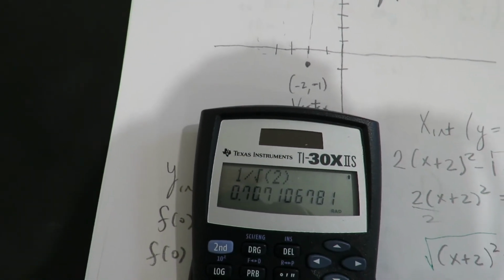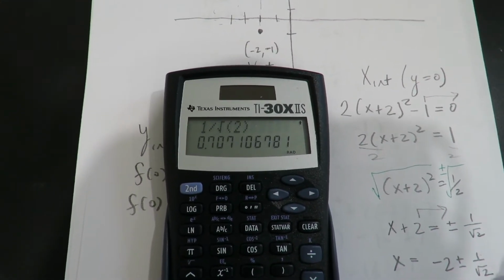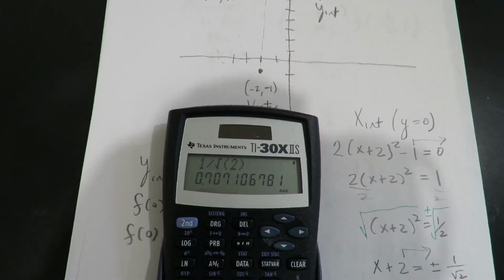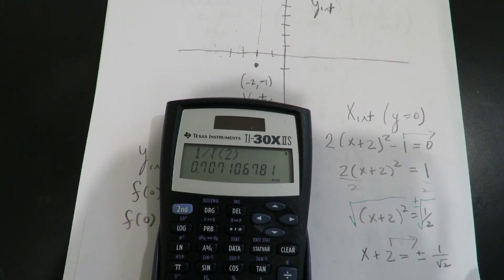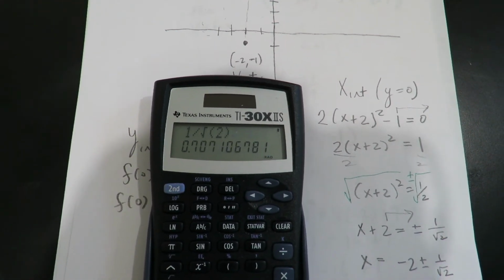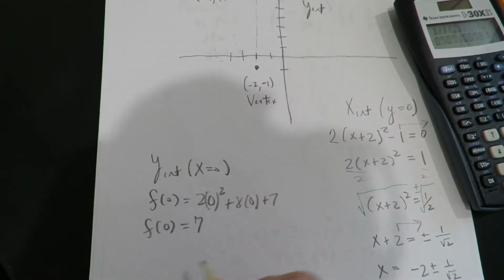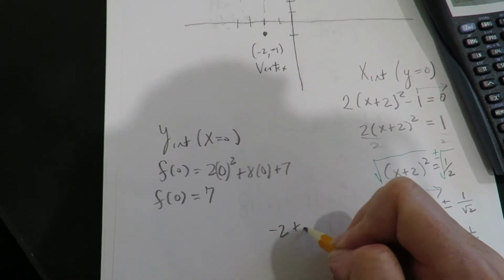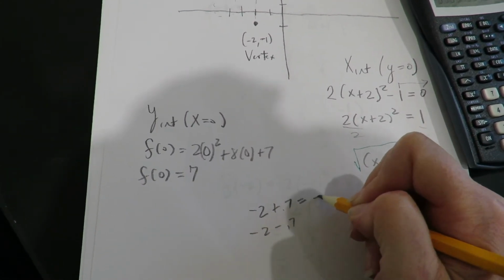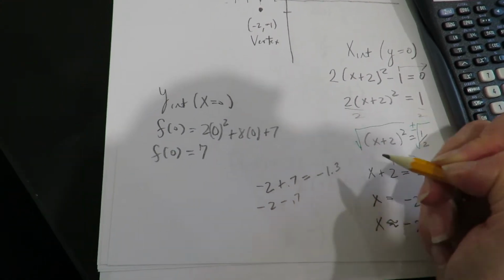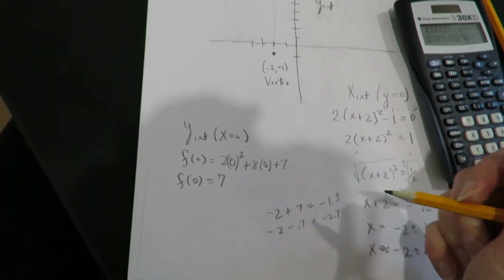So this is an approximation of saying plus or minus, just because with graphing you can't get real tight, let me say 0.7. So in one case you have -2 plus 0.7, the other case you have -2 minus 0.7. Plus 0.7 is -1.3, minus 0.7 is -2.7.